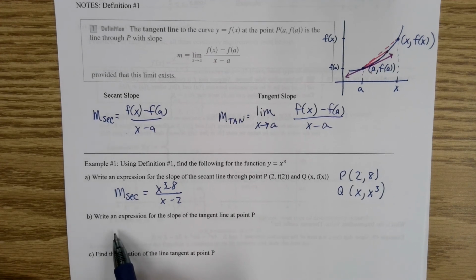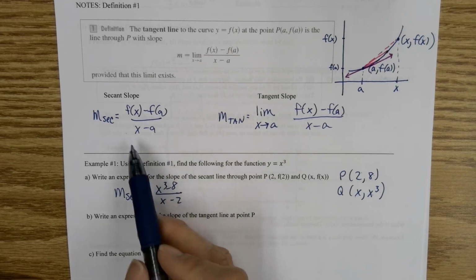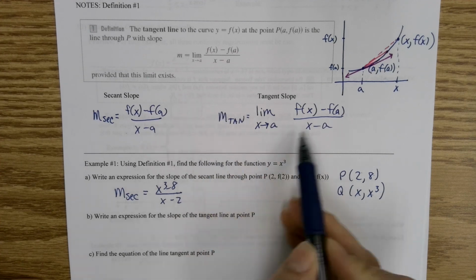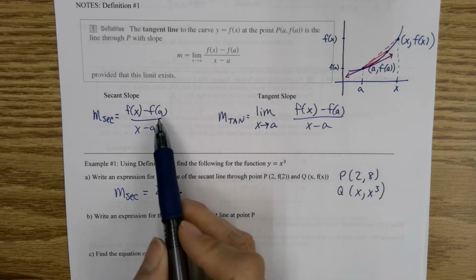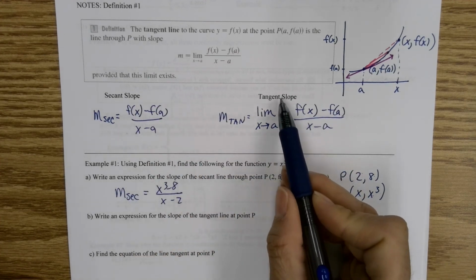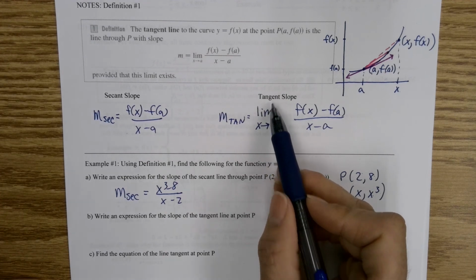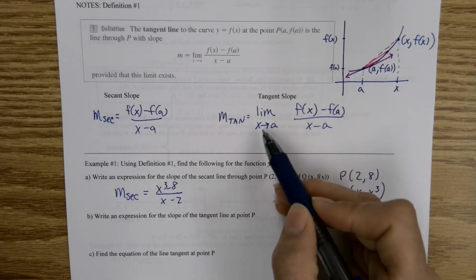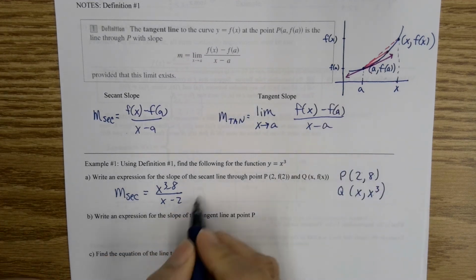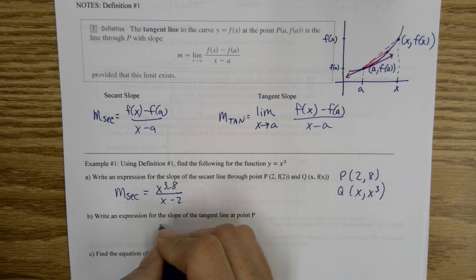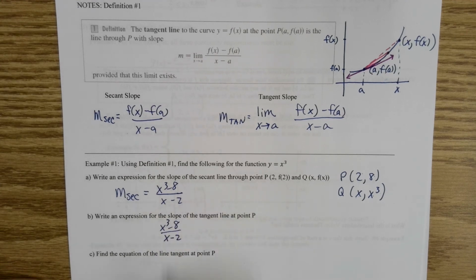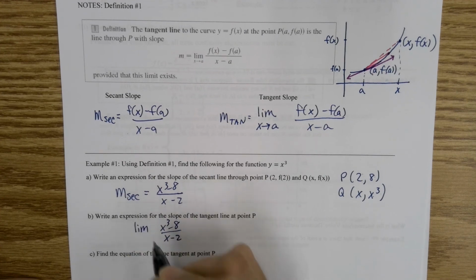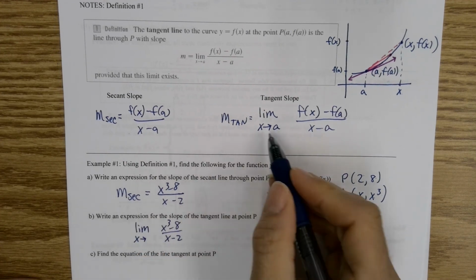Part B is asking us to write an expression for the slope of the tangent line at point P. Well, what do we now know is the difference between the slope of the secant line and the slope of the tangent line? The function is the same. It's just that my tangent line will force x to get closer and closer to a. So I'm going to take this secant line slope, x cubed minus 8 over x minus 2, and we're going to set this up as a limit as x approaches a.